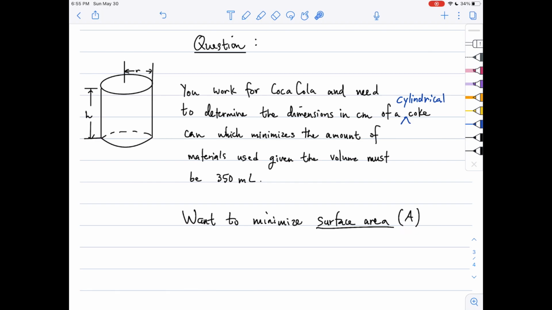Now, the other thing that they give you is they say that the volume must be 350 milliliters. I had to look this up earlier on the internet, but the volume of a Coke can is roughly 355 milliliters. I've simplified it to 350, which is close enough, but a little bit nicer number. You need this piece of information that the volume is constant. It's always 350 milliliters. And this is what's called the constraint. I'm going to underline this. So the volume must be 350 milliliters is the constraint.